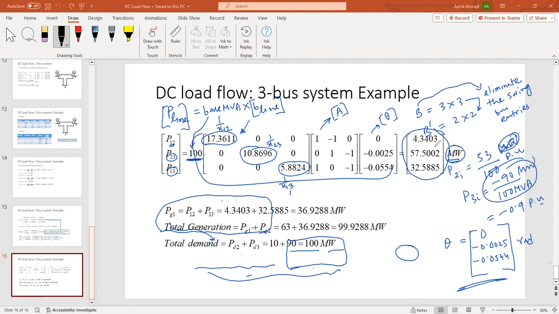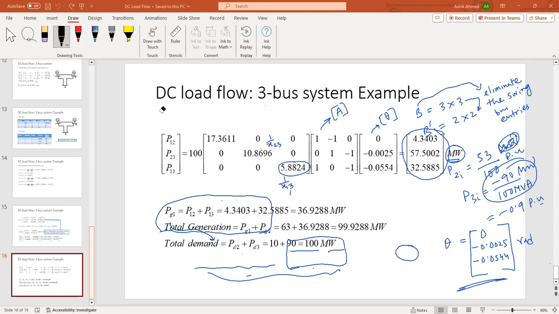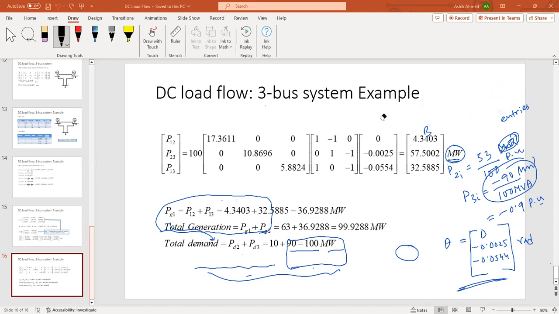That means now you know P12, the real power flow from bus 1 to bus 2, P23, the real power flow from bus 2 to bus 3, and P13, the real power flow from bus 1 to bus 3. With all this information, let us see what happens if we plug these 3 values into the given network. Let me draw the network first. Let me erase this.